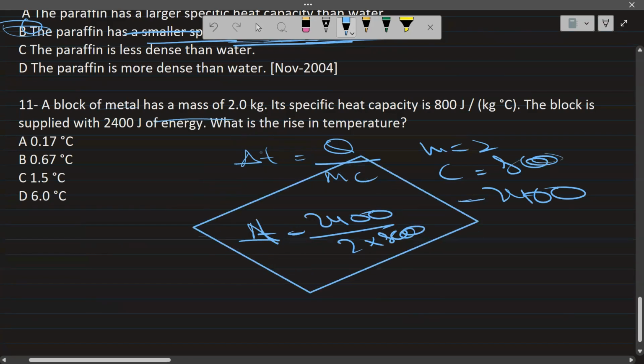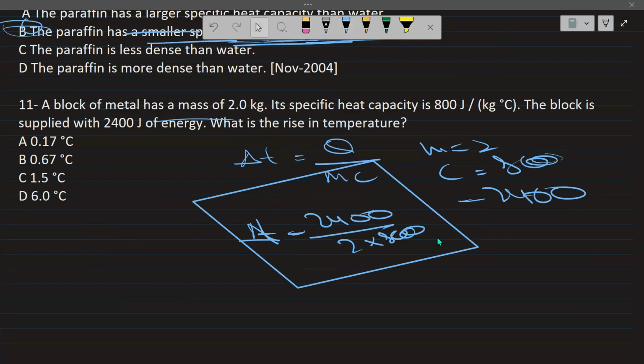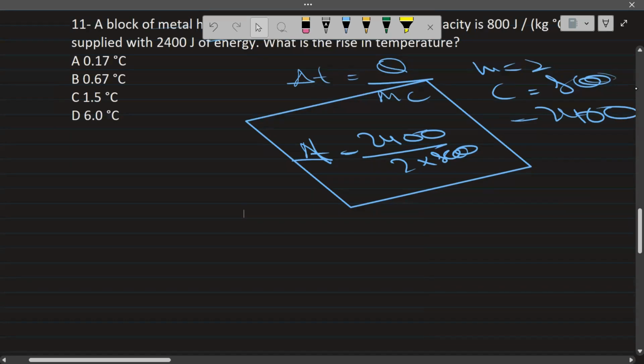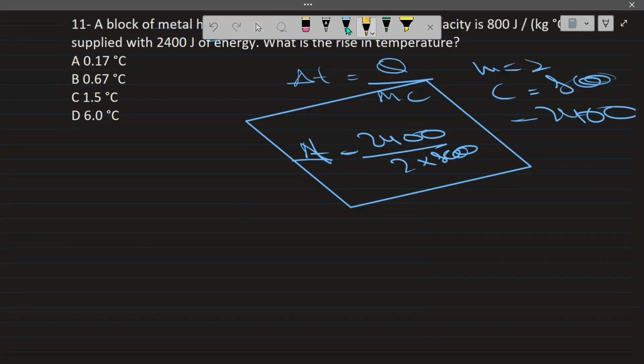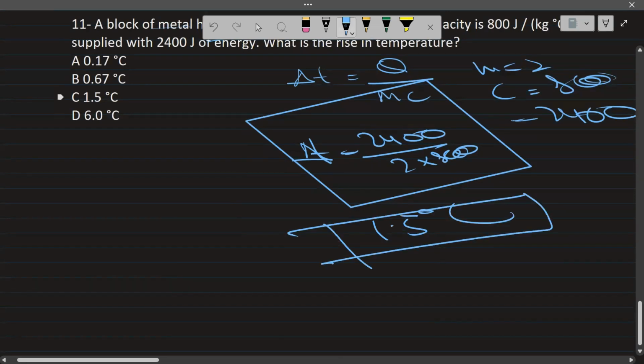By this, let me check in the calculator. So we get 1.5. The answer is 1.5 degrees Celsius. Now part C is basically the right answer.